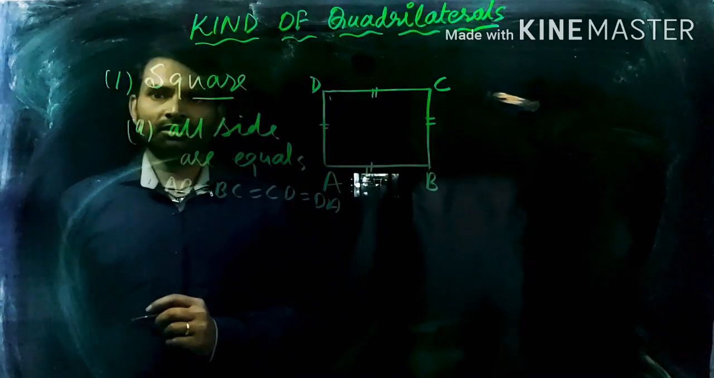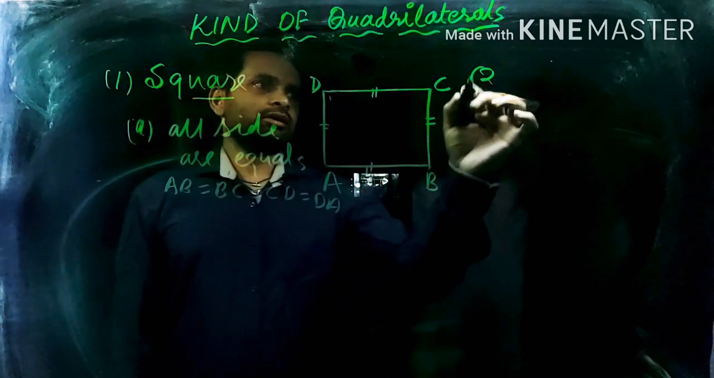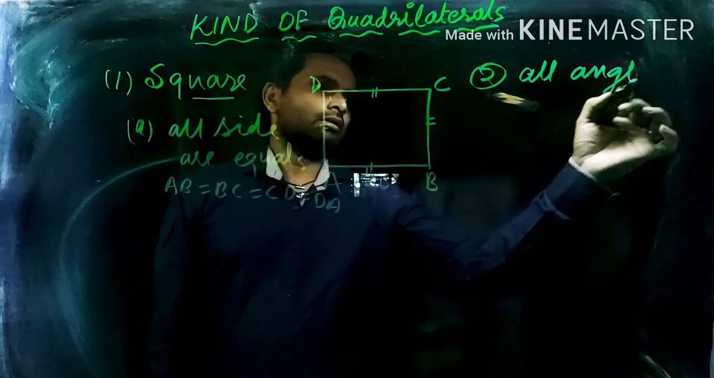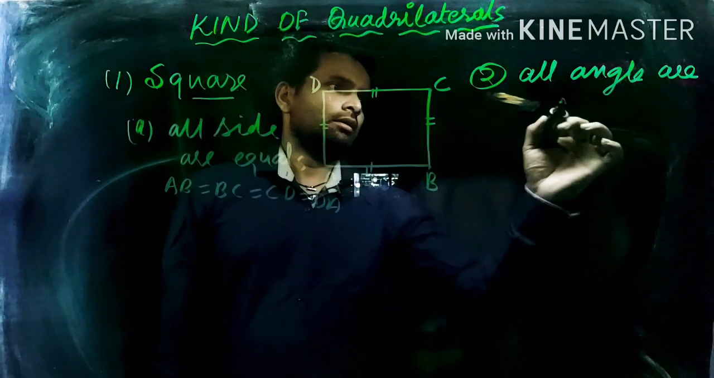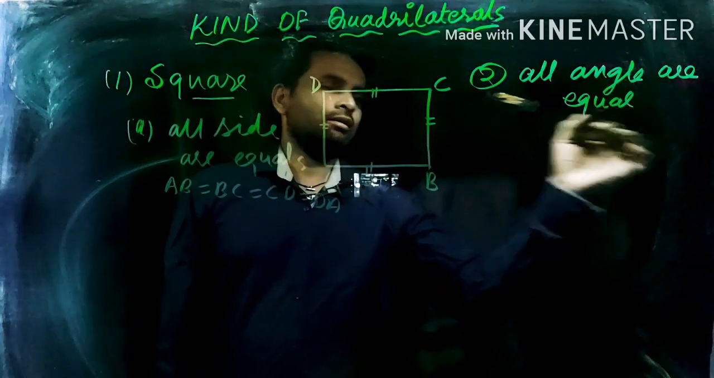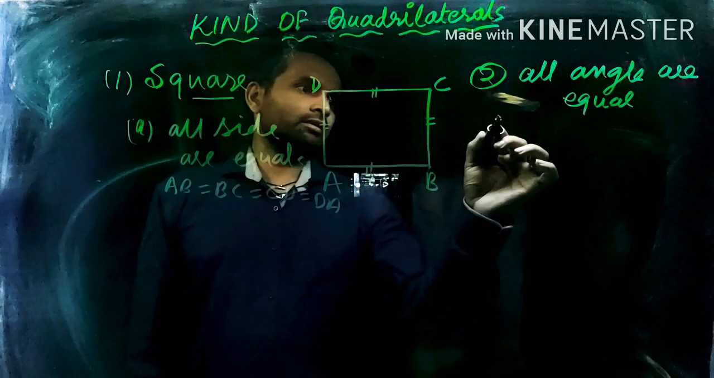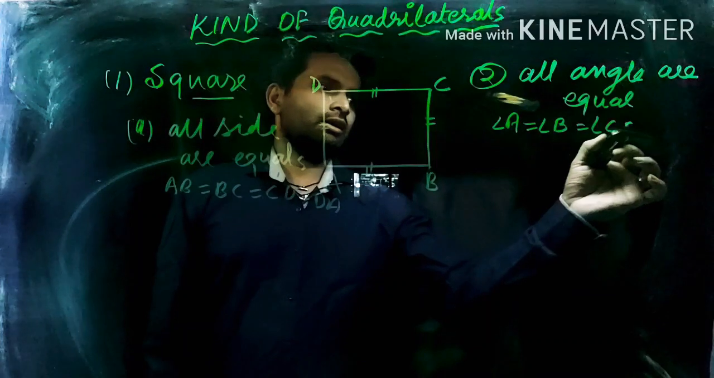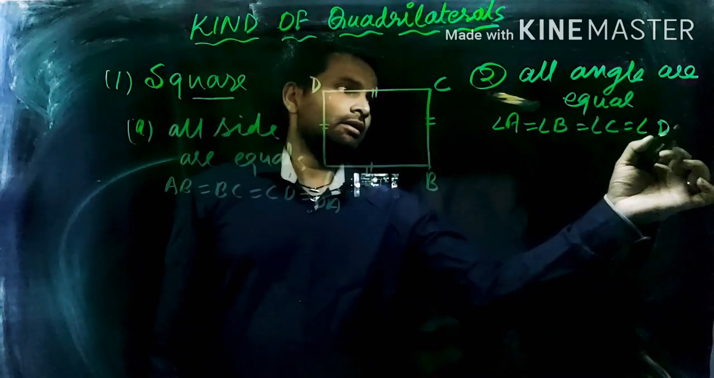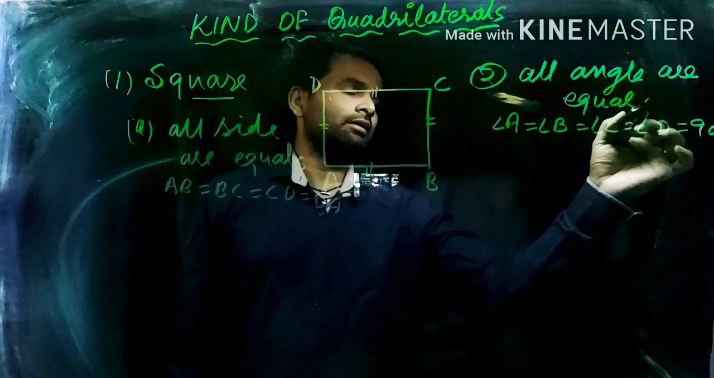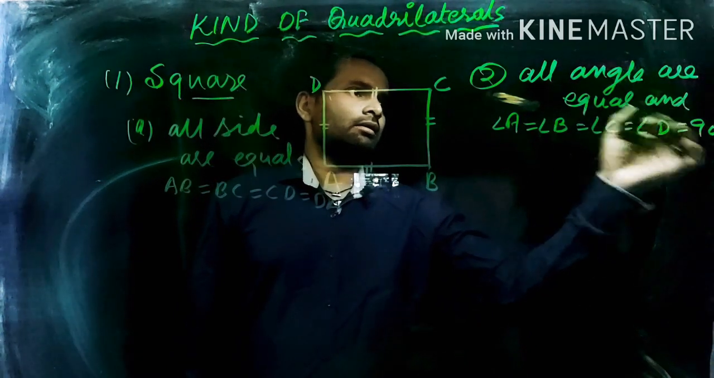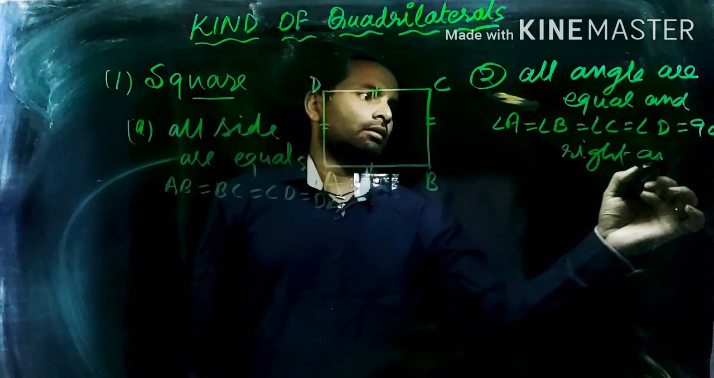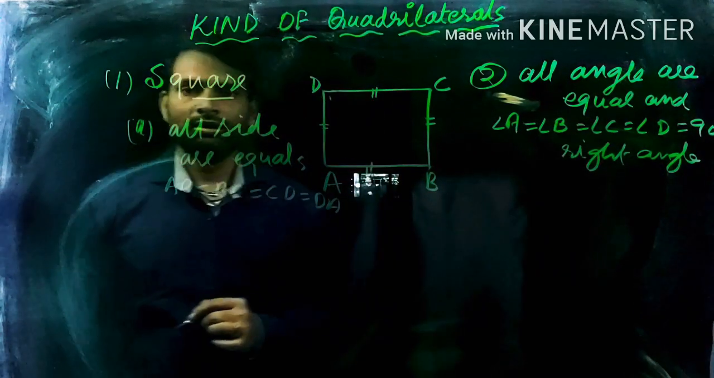And the second property is that all angles are equal. All angles are equal means that angle A is equal to angle B, is equal to angle C, and is equal to angle D, and each is 90 degrees. Equal and right angles.